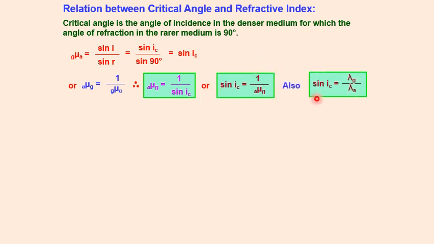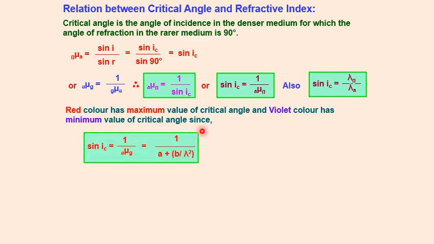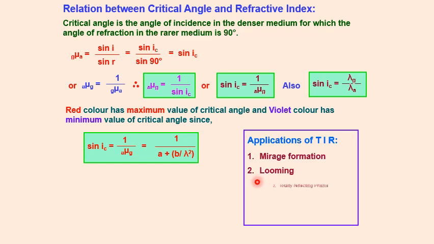Also, sin IC is equal to lambda G upon lambda A. Red color has maximum value of critical angle and violet color has minimum value of critical angle, since sin IC is equal to 1 upon A mu G is equal to 1 upon A plus B upon lambda square. Applications of TIR. First is mirage formation. Second is looming. Third is totally reflecting prism. Fourth, optical fibers. Fifth, sparkling of diamonds.